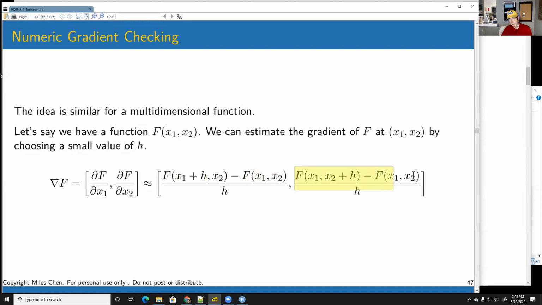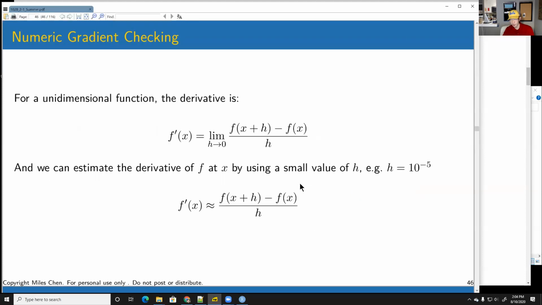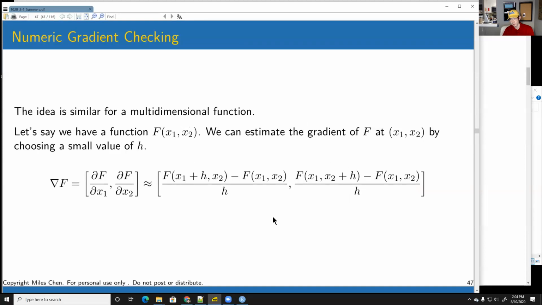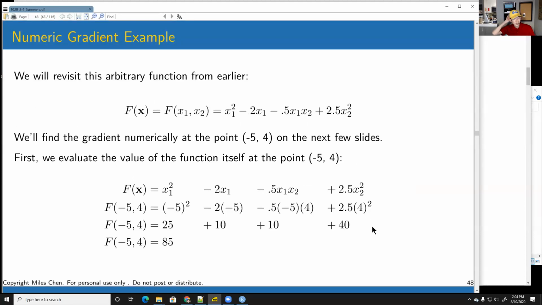Okay, you do the same thing with x2. You leave x1 the same here, but you add a small increment to x2, and you see how the function changed when I incremented x2 a tiny bit. And then you take that difference and you divide by h. And that's it, okay? So you're just doing a derivative approximation, but you're applying it to partial derivatives. And so, if you have a high dimensional function, you've got to do this for as many dimensions as you have.